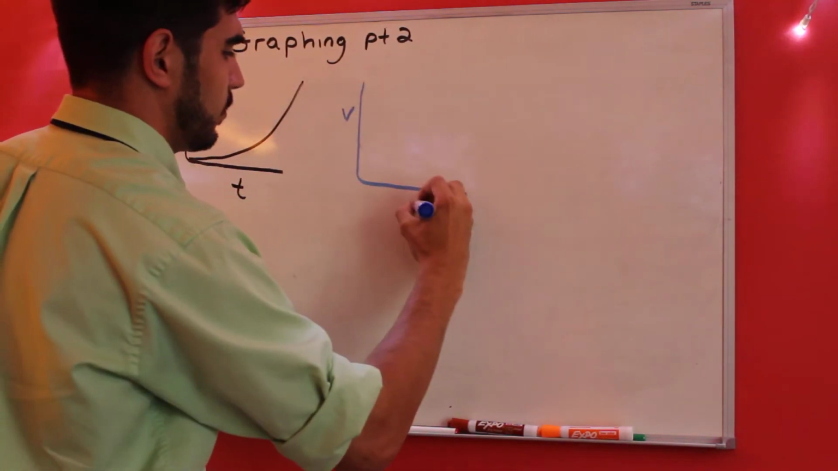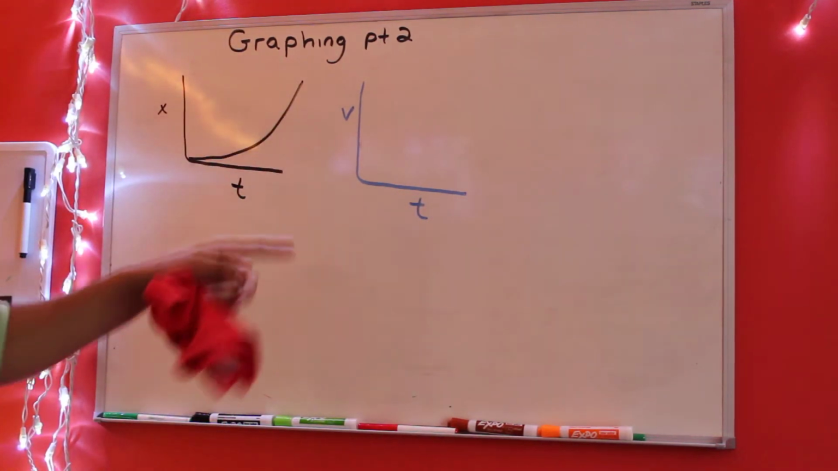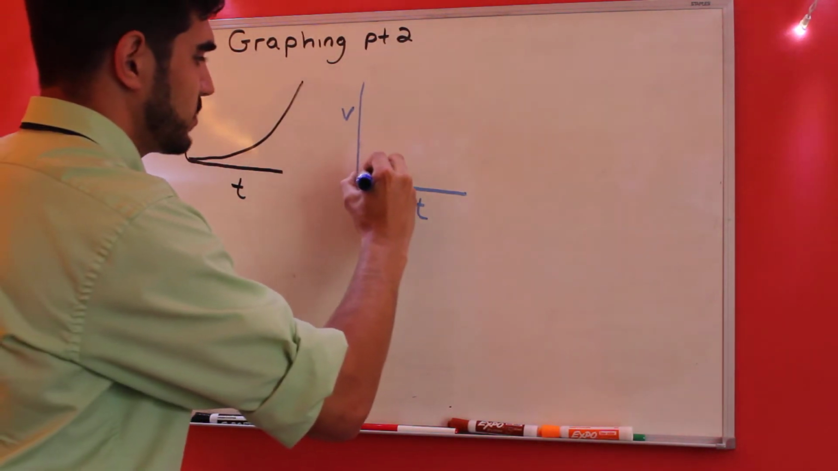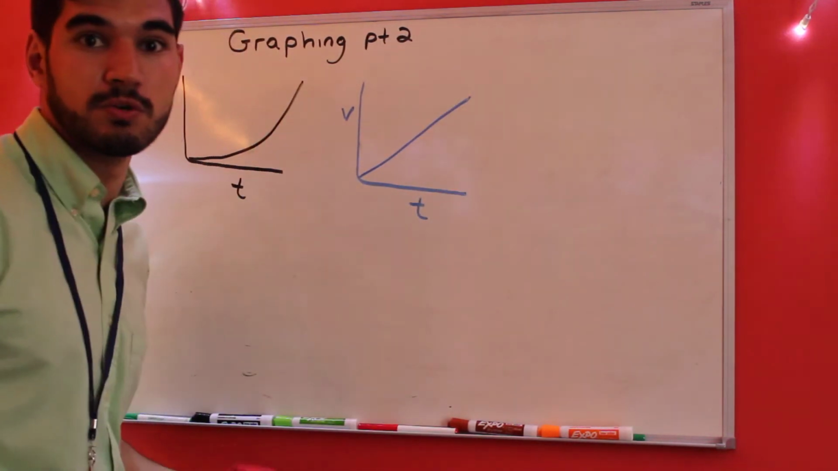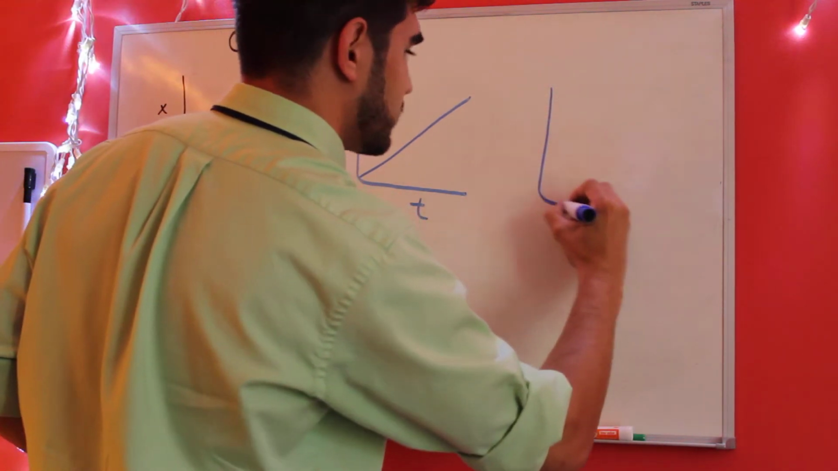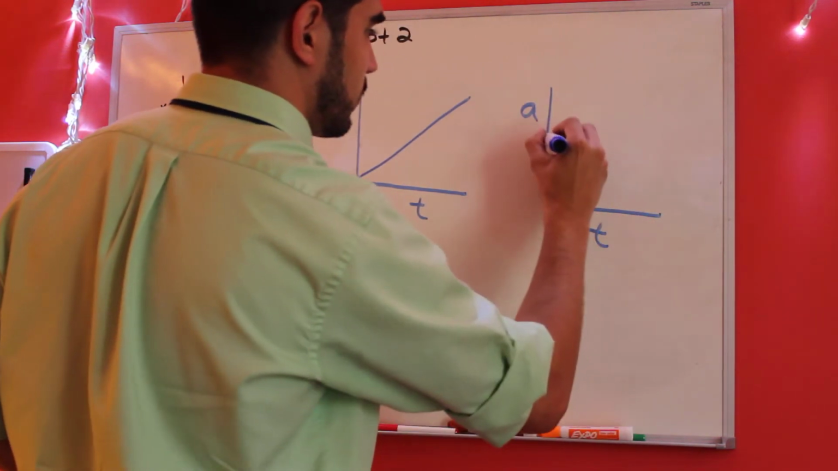our velocity over time. So if we have a displacement graph like that, we're going to have a velocity graph that looks like this. Our velocity will be linear. Then we'll have an acceleration graph that looks like this.